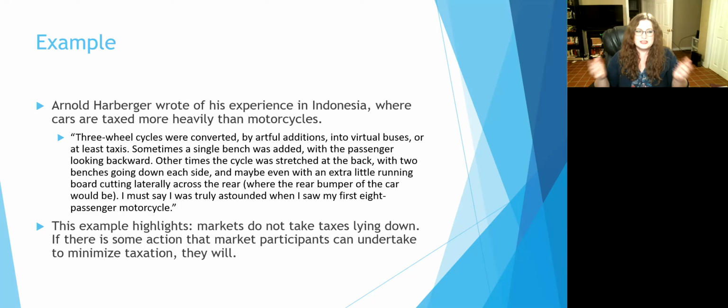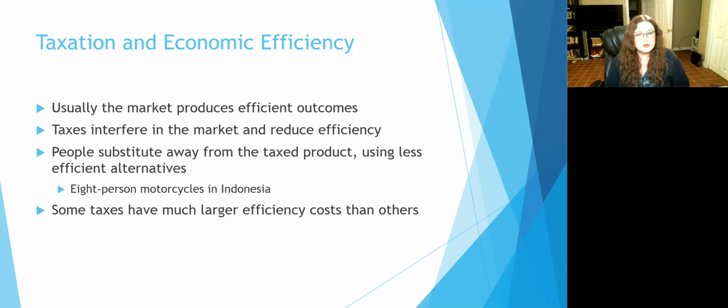Now, if they're morally going to do it, maybe not, but they're going to be creative and find their way around it. It's human instinct, right, to avoid cost. So if there is some action the market participants can undertake to try to minimize their taxation, whether it's putting someone extra on their motorcycle or coming up with a unique tax credit to be able to try to reduce their tax bill, people are going to do that.